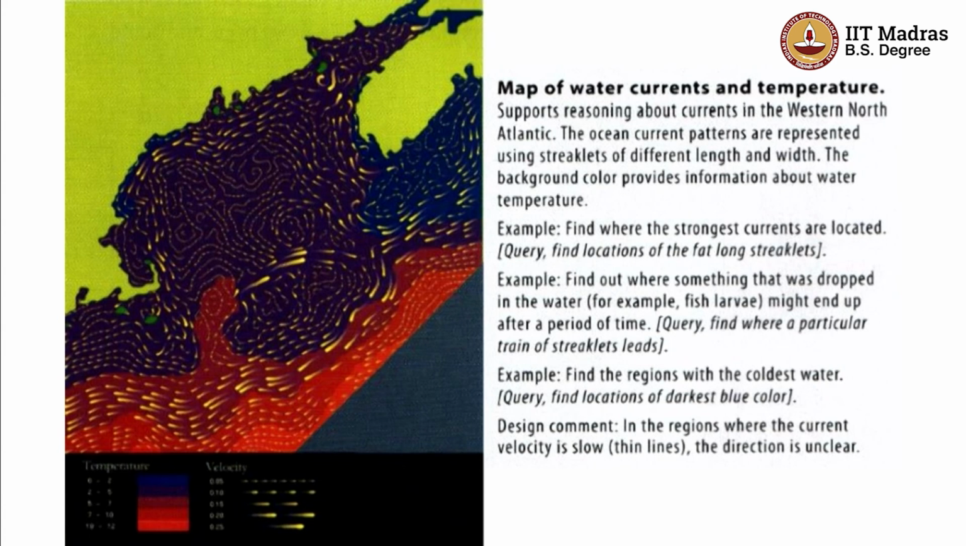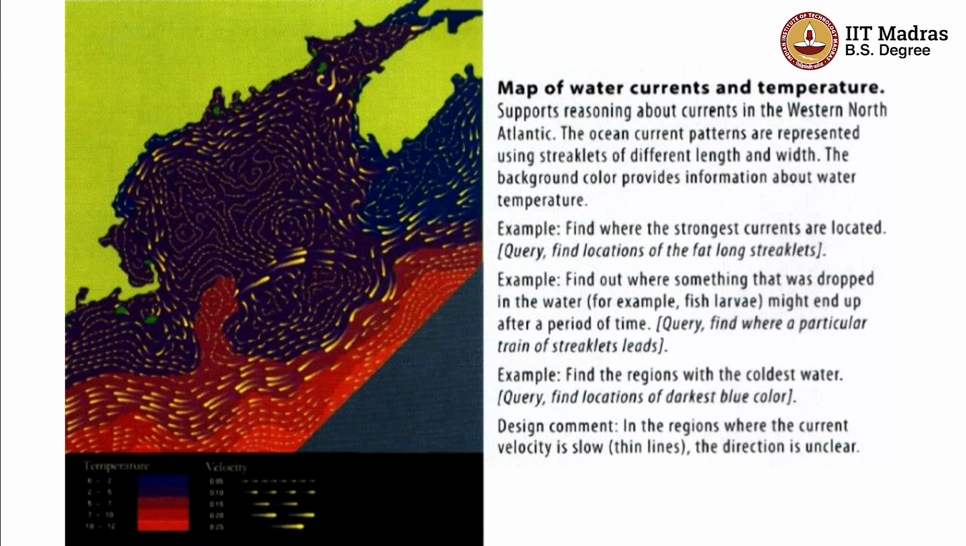So you can see that it is multivariate data, and that the width represents the velocity of the current. The length, I think the width and the length represent the velocity of the current. Anyway, I think we will find out. For example, if you are given a task such as find where the strongest currents are located. Okay. So what you are looking for is locations of fat long streaklets.